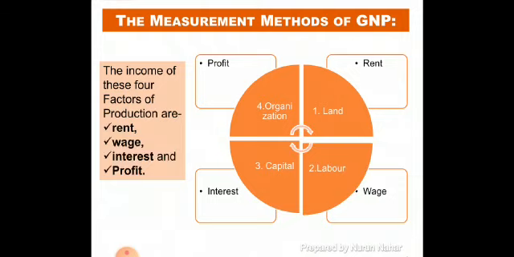The incomes of these 4 factors of production are rent, wage, interest, and profit. Let's see. We give rent to the owner of the land, wage to the owner of the labor, interest to the owner of the capital, and profit to the owner of the organization.